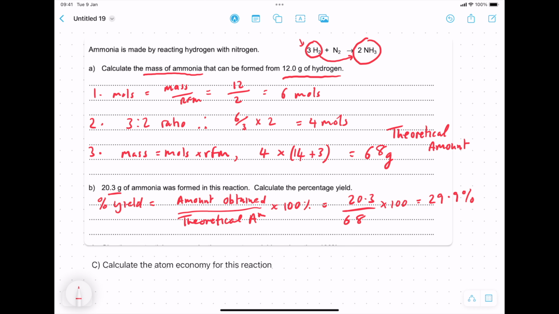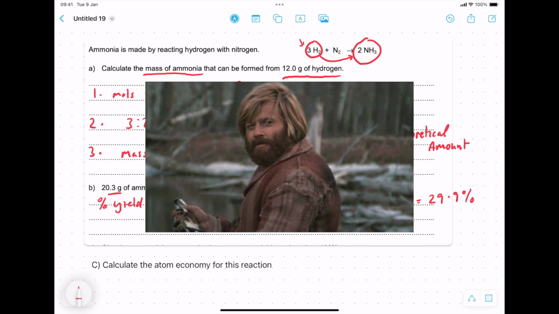So ask yourself this, is that a good yield? Well, not particularly. We should be getting 68 grams, we're only getting 20.3, so only 30% yield, which is pretty poor. So you may ask yourself, what is the point in proceeding with this reaction if we're only making a 30% yield? Isn't that wasteful? Why persist with something that has such a poor yield? Well, this is where atom economy comes in.